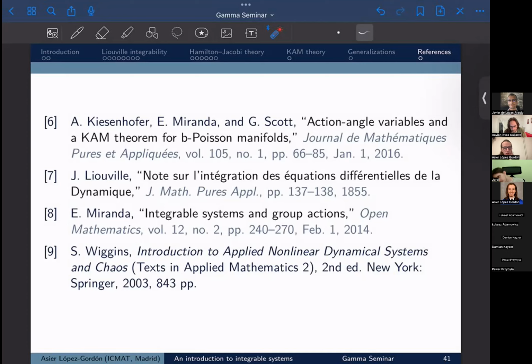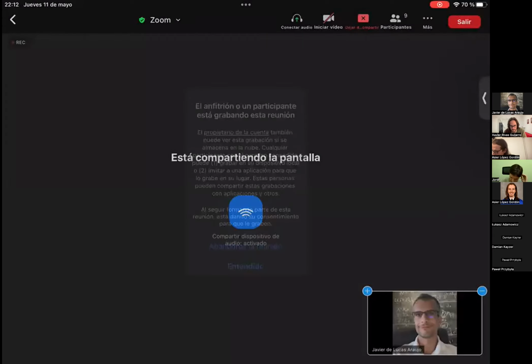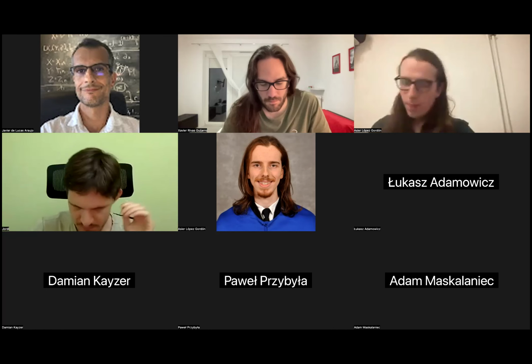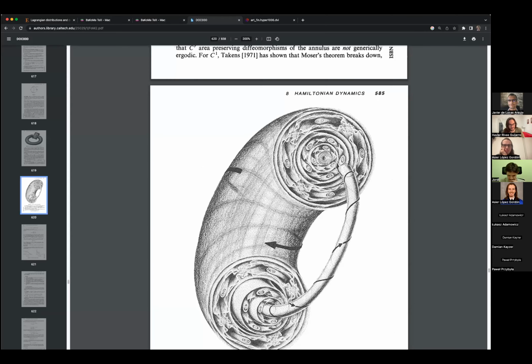Asier, can I show something? Yeah, of course. Should I stop sharing screen? Yeah, please. One second. This is reality. I mean, a real Hamiltonian system looks like this. Do you see it?